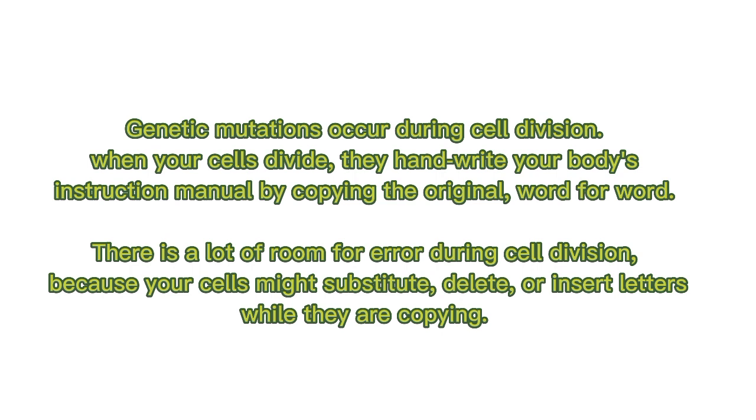And this error that occurs during cell division will lead to the production of a wrong DNA sequence. This wrong DNA sequence will code for a different gene, different from the original, and this will lead to an expression of a different trait as a result of the mutated gene.